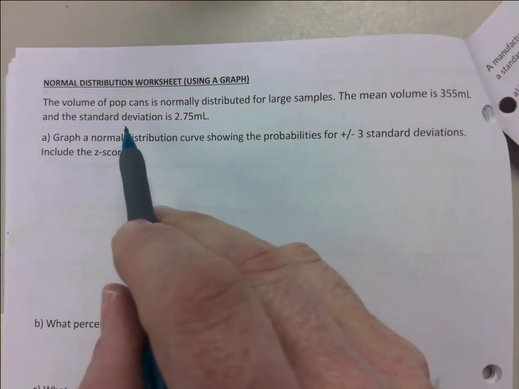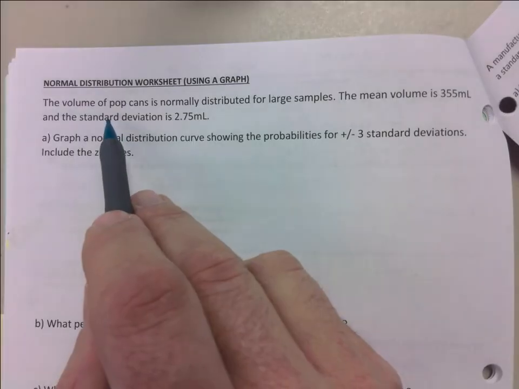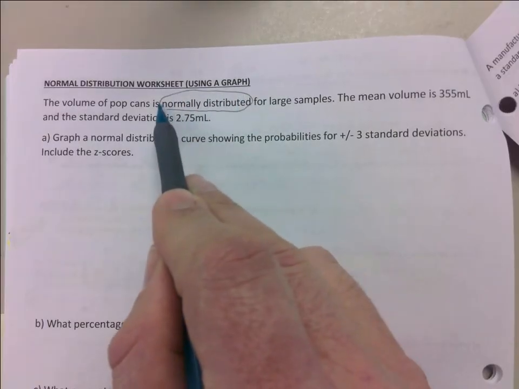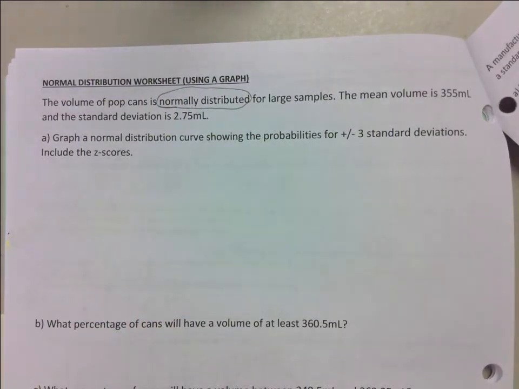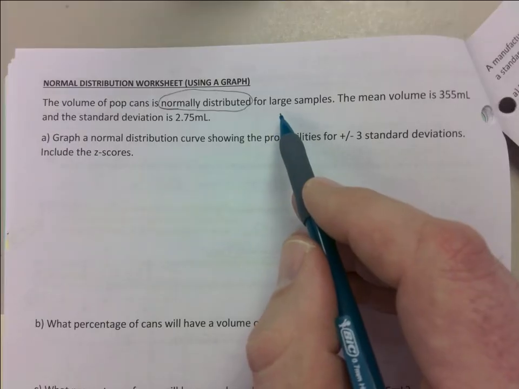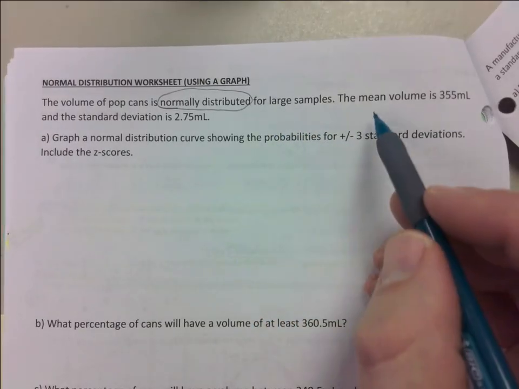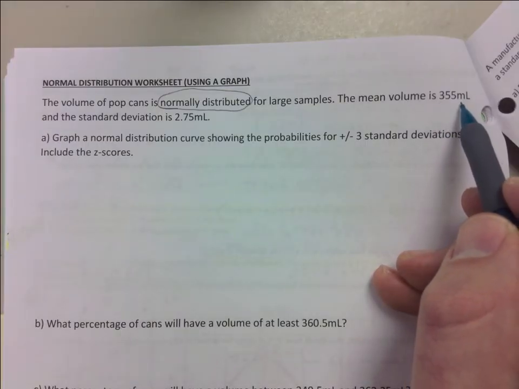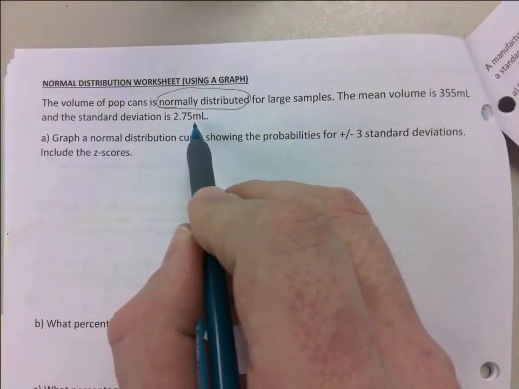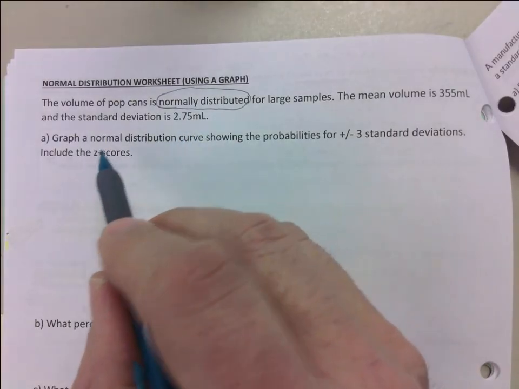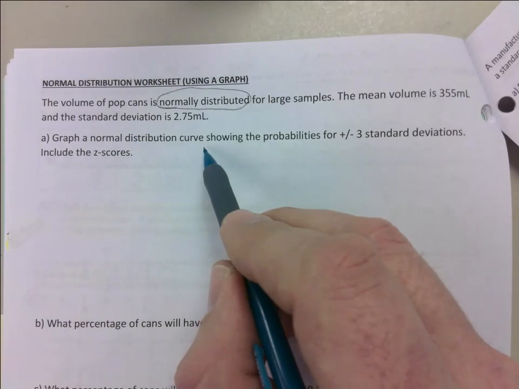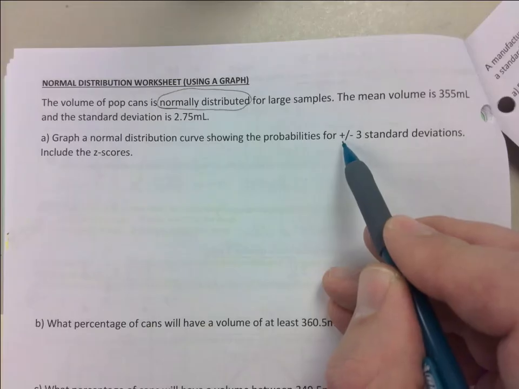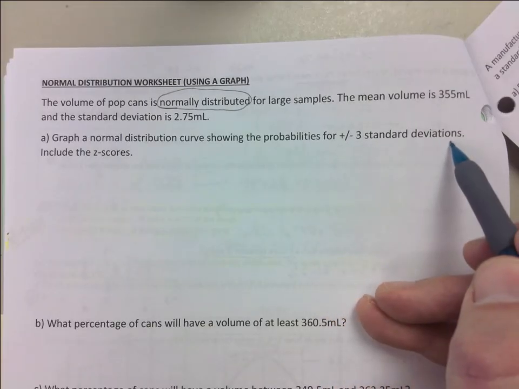So this is on 27. The volume of pop cans is normally distributed. So for now, everything is going to be normally distributed for us. Okay? No questions about that. The mean volume of a pop can is 355. The standard deviation is 2.75. Graph a normal distribution curve showing the probabilities for plus or minus 3 standard deviations.